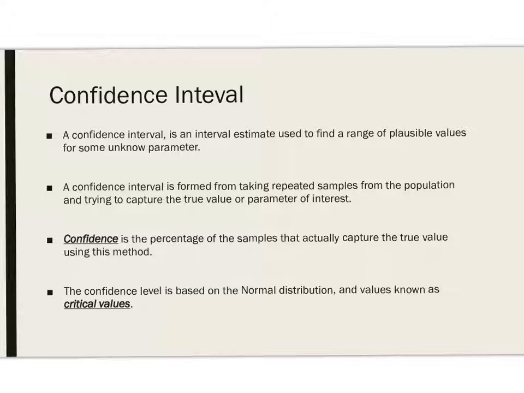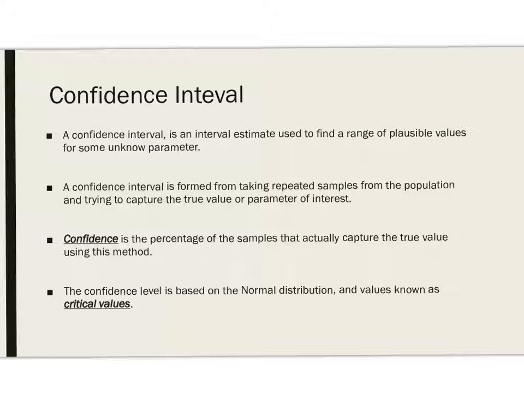And we're going to develop this thing called confidence. And confidence is the percentage of samples that actually capture the true value using this method. So we're going to say we're like 95% confident. If you're 95% confident, that means that if you do this over and over again, 95% of your actual intervals would capture that true value. Or you can think of it as, if you have 100 intervals, only 5 of them would miss the true value.